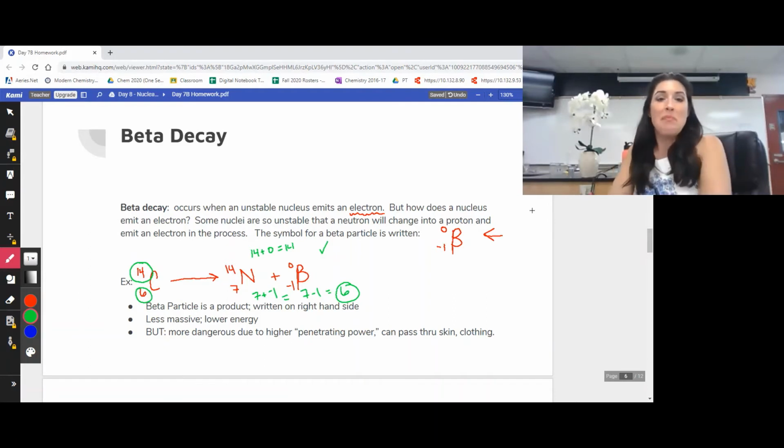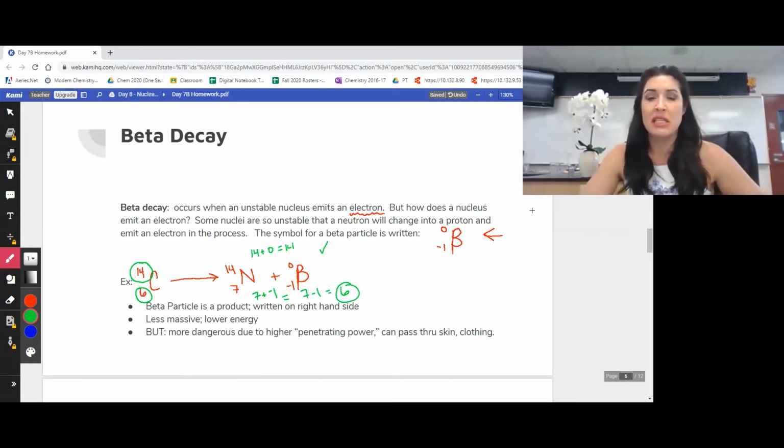Interesting. A beta particle is less massive than an alpha particle. It has less mass, as you can imagine, because it's basically composed of an electron, but it is a little bit more dangerous in terms of its penetrating power. Because it's so small, it is able to pass through skin, pass through clothing, and it can damage biological tissues with ease. And this is one of the reasons that makes beta decay so dangerous outside of the body.